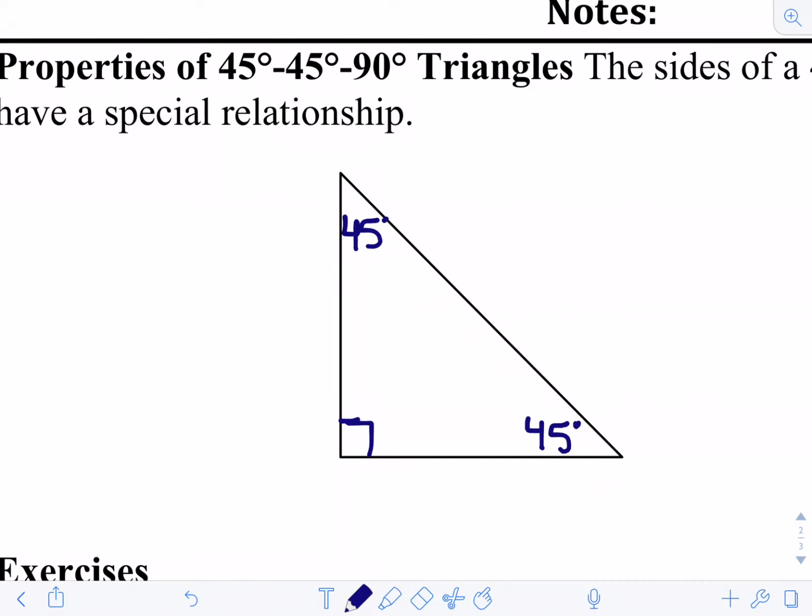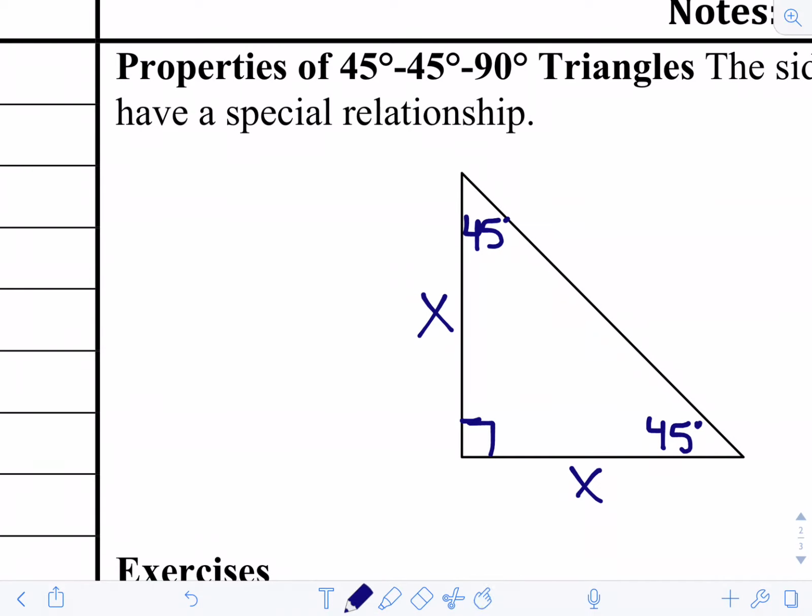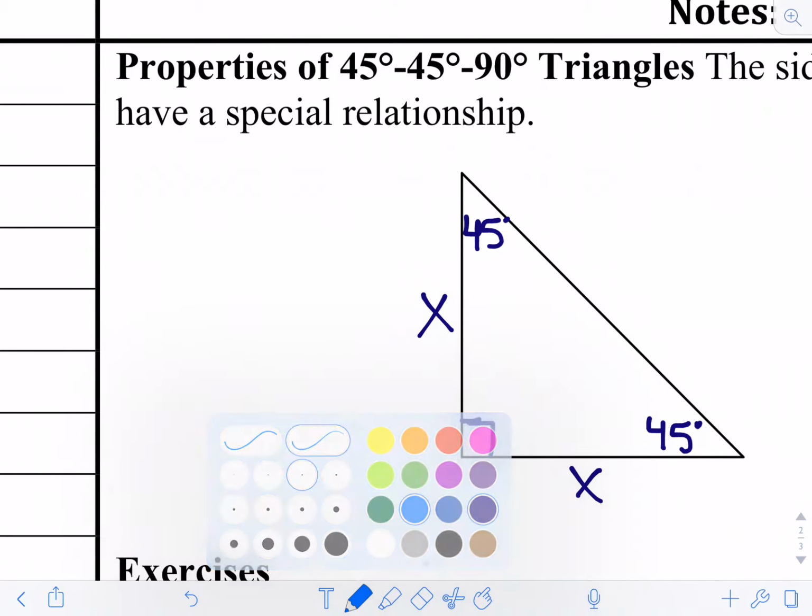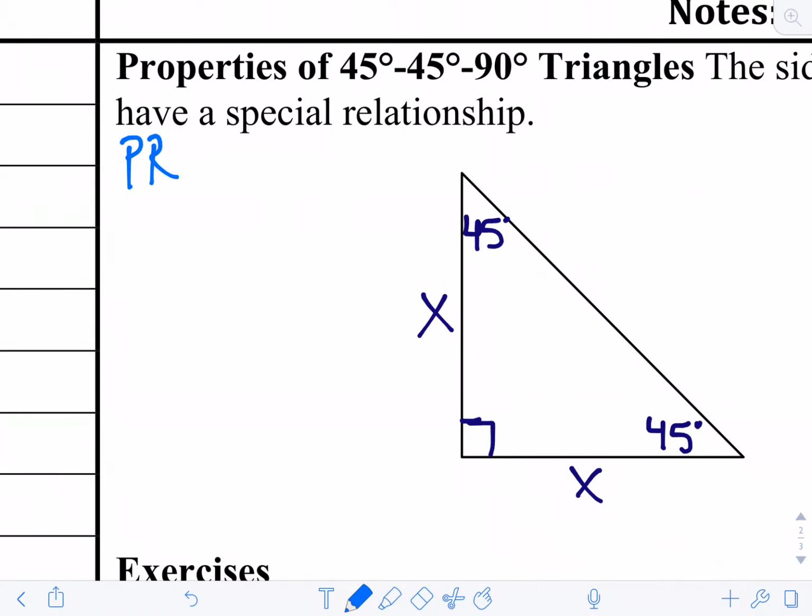Now, let's say you don't know a side, so we're going to call it x. So across the 45, I'm going to call this x, which means across this 45 is going to be x. I'm going to show you the proof of how we're going to get what your hypotenuse is and how this is a special relationship. Okay, so what I'm going to write down is this is your proof, and it's an easy proof.